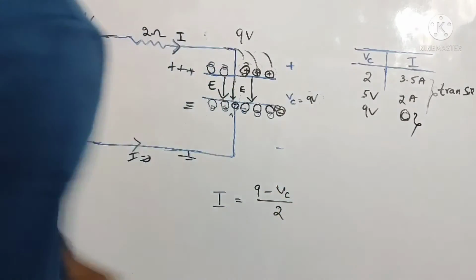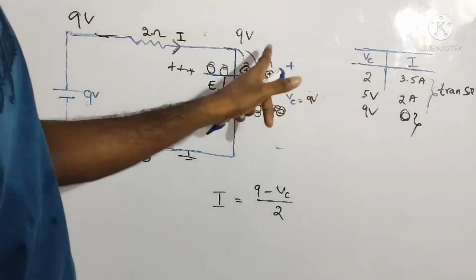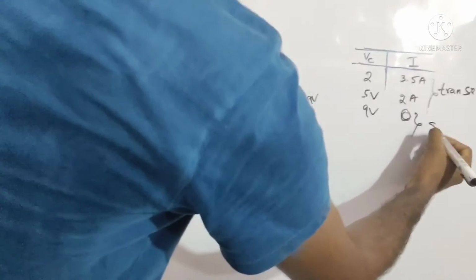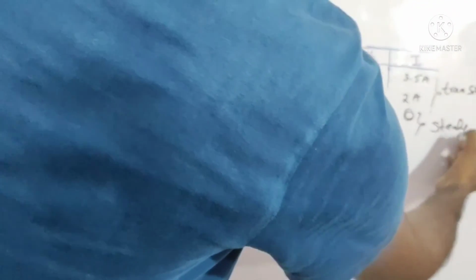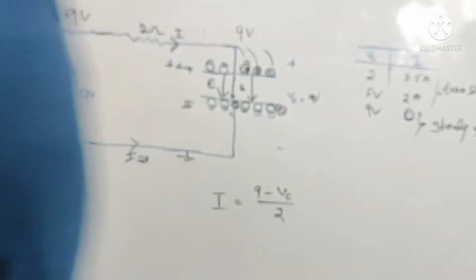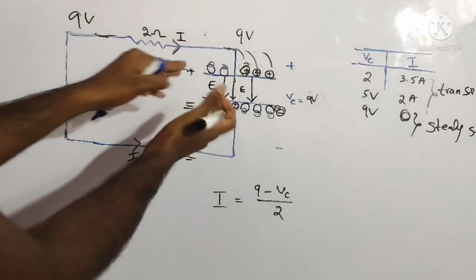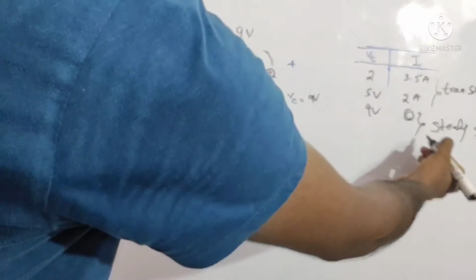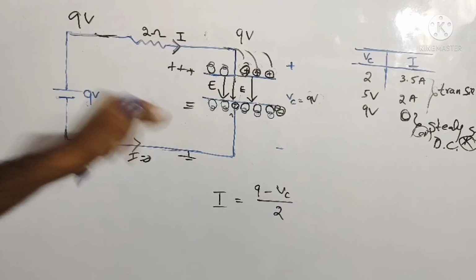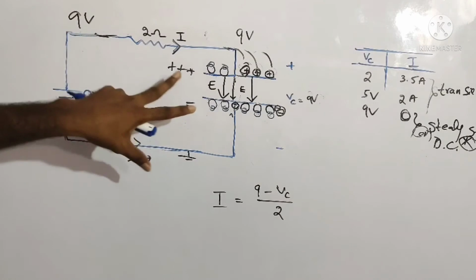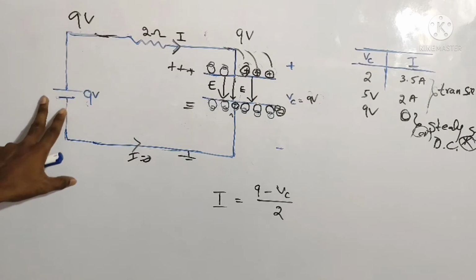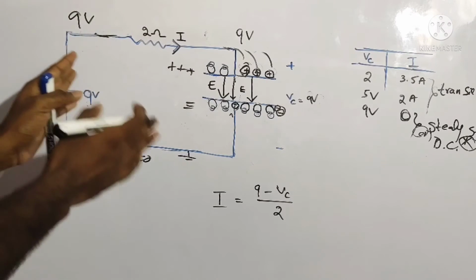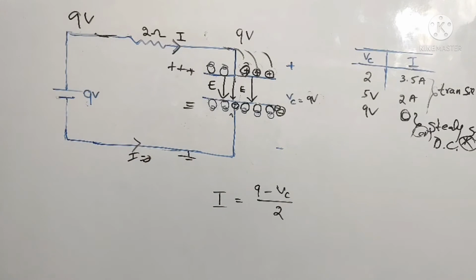And when this VC reached 9 volts, the source voltage, then it is nothing but the steady state. So the capacitor blocks DC only when the capacitor charges to the source voltage. Only then can we say that it blocks DC, or it reaches steady state. This is the condition. You have to mention that only when the capacitor charges to the source voltage does it block DC. This is the thing you have to understand.